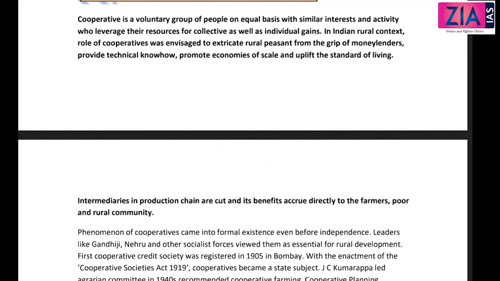In the Indian rural context, the role of cooperatives was envisioned to extricate a rural peasant from the grip of moneylenders, provide technical know-how, promote economies of scale, and uplift the standard of living. Okay, intermediaries in the production chain are cut, and the benefit went directly to the farmers, the poor, and the rural community. So these are actually the advantages, and these are very common. I hope there is no need for any explanation here.